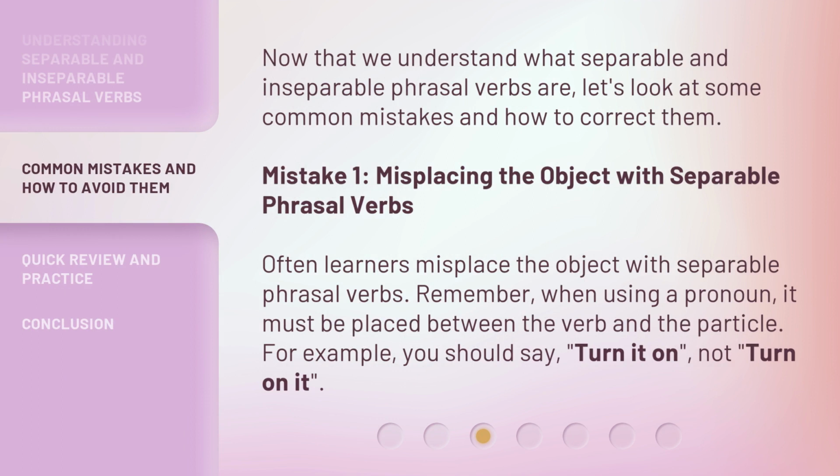Now that we understand what separable and inseparable phrasal verbs are, let's look at some common mistakes and how to correct them. Mistake 1. Misplacing the object with separable phrasal verbs. Often learners misplace the object with separable phrasal verbs. Remember, when using a pronoun, it must be placed between the verb and the particle. For example, you should say, turn it on, not, turn on it.